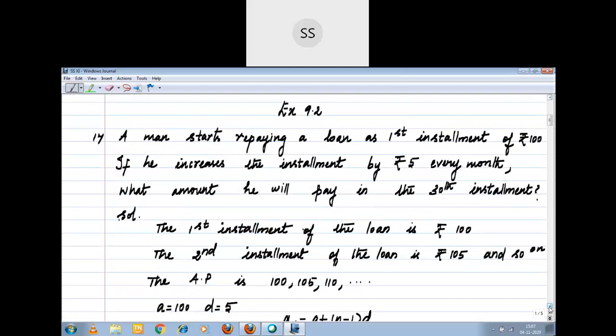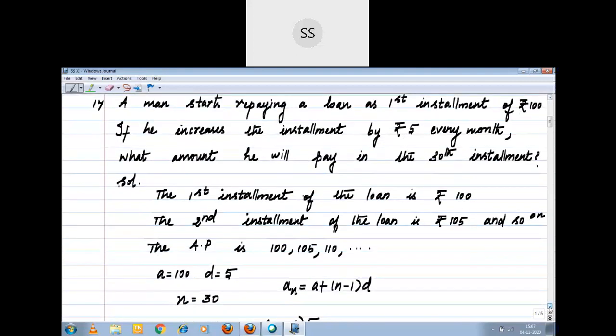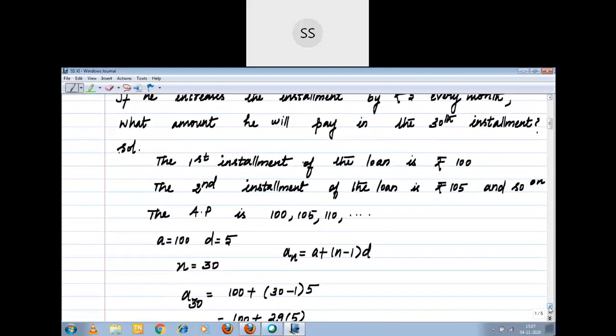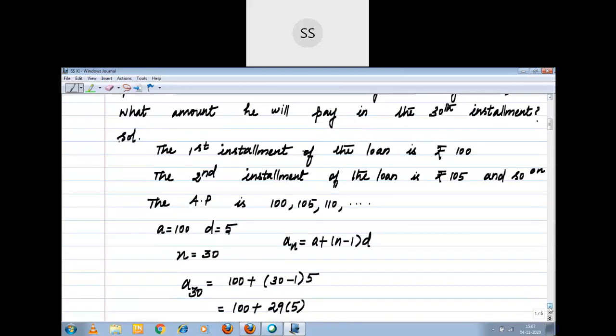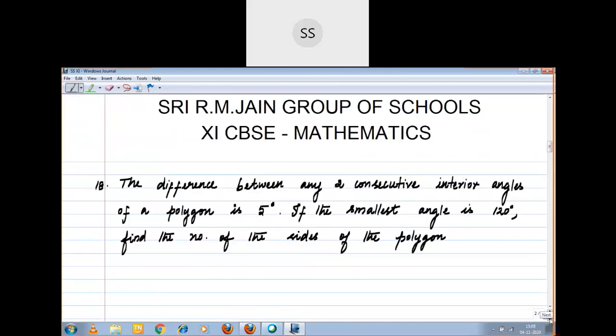a equal to 100, common difference is 5. an equal to a plus n minus 1 into d. In the 30th installment, how much does he have to pay? So n equal to 30, a30 equal to, a is 100, d is 5, n equal to 30, you have to replace, and you arrive at the result 245. Therefore, the amount to be paid in the 30th installment is rupees 245. Got it, children? Now I am going to move to the next question.